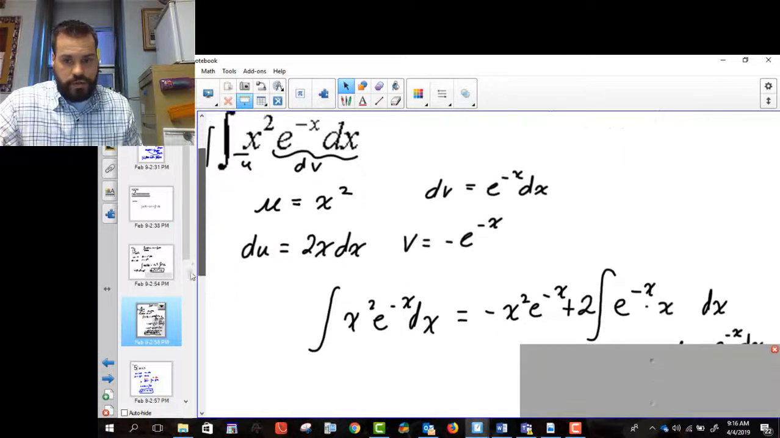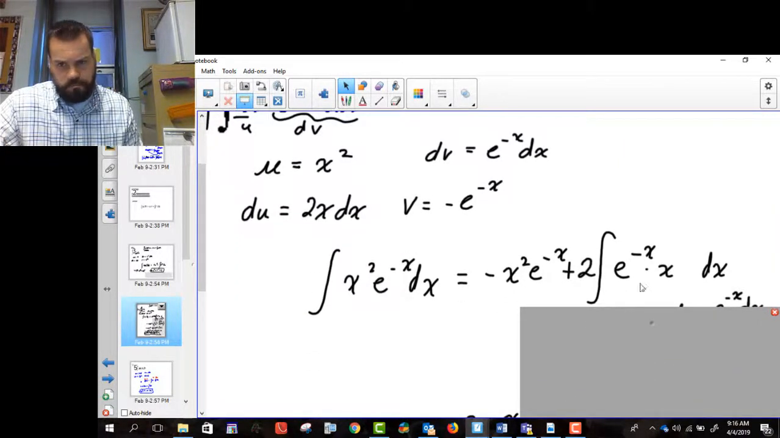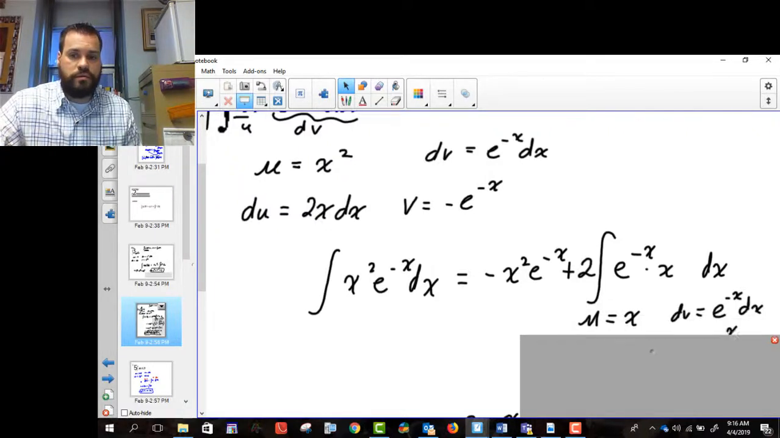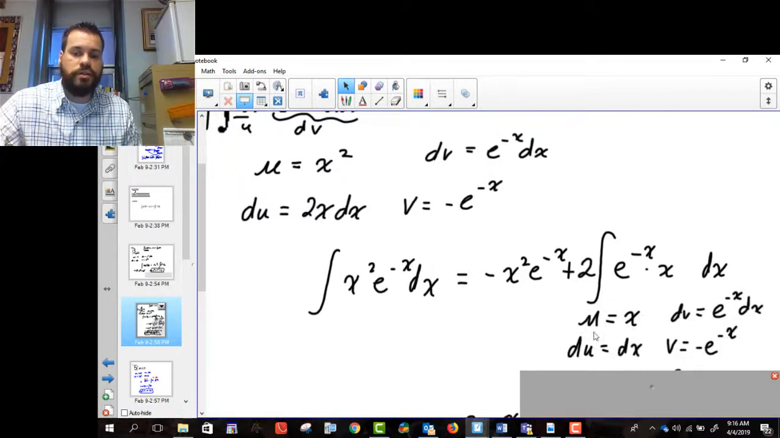And what you'll notice is this integral now looks very similar to the one we just did, x e to the x. The only difference is it's e to the minus x. So for this integral, we have to apply parts again. So we let u equal x, so du becomes dx, and we let dv be e to the minus x dx, which means that v is minus e to the minus x. It's the integral. This is the derivative. So integral here, derivative there.